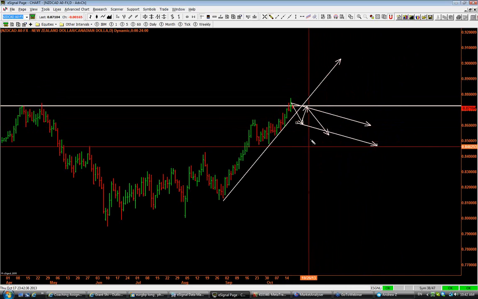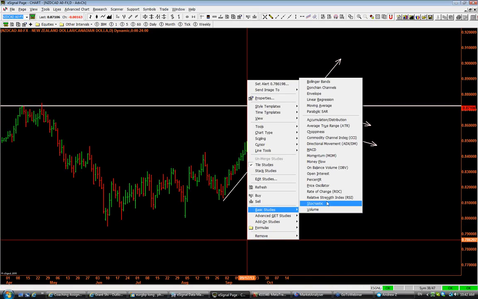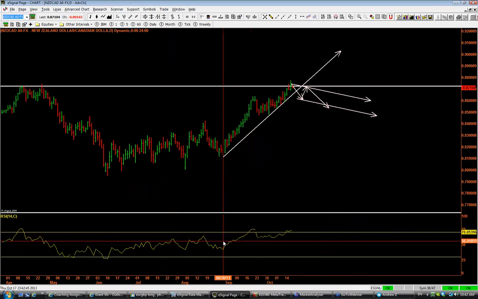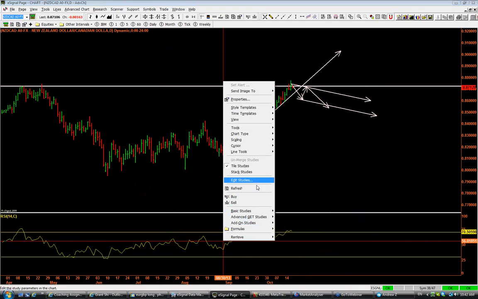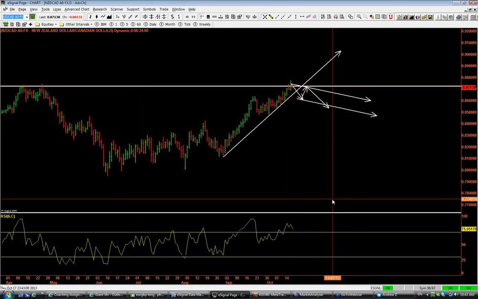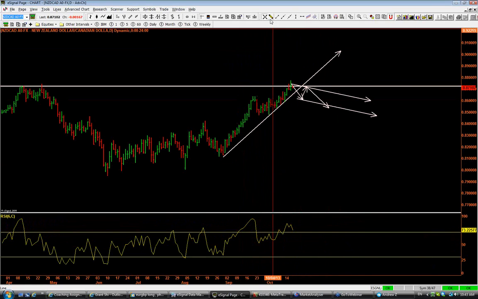Okay, let's have a look at the MACD or RSI first. That's the 14th. I need to just change to 6 days. Set as default. Okay. What can you see?